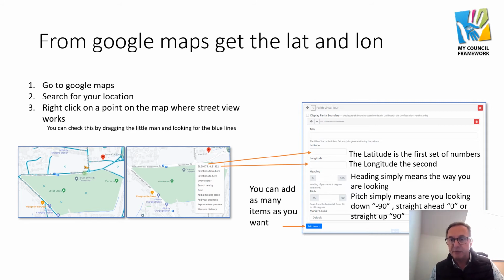Next is the pitch, and pitch simply means, am I looking down at the ground, minus 90 degrees, or am I looking straight up in the air, plus 90 degrees? Most of the time we're looking straight ahead, so 0 degrees. Okay, with those pieces of information entered, we simply select the colour we want the pin to be.